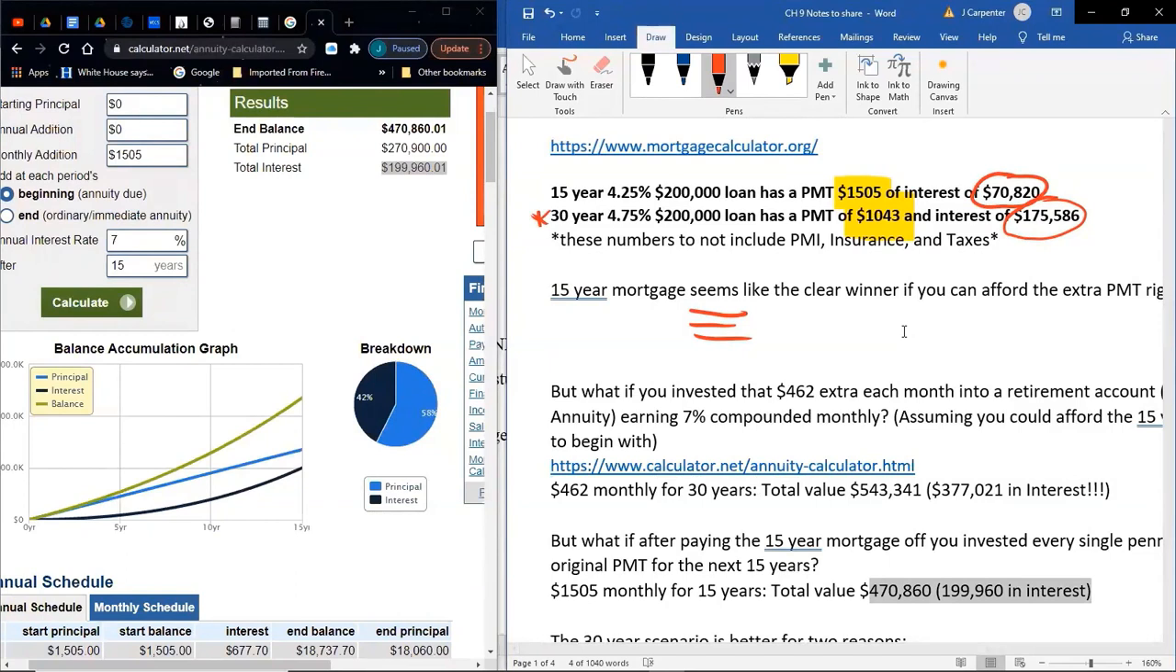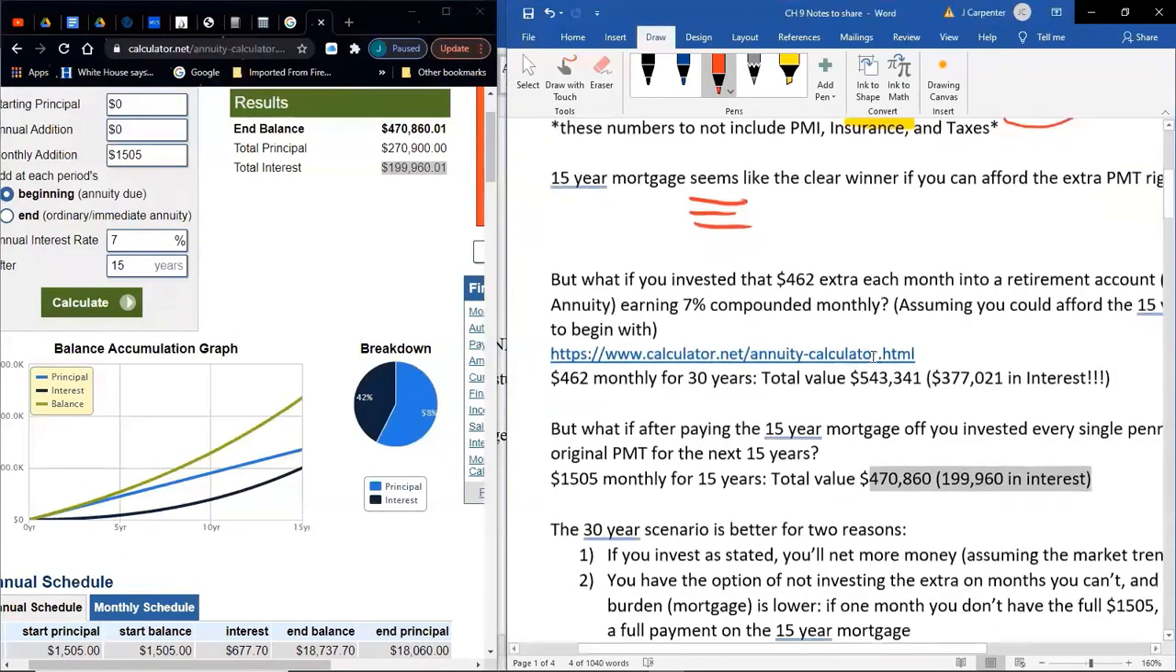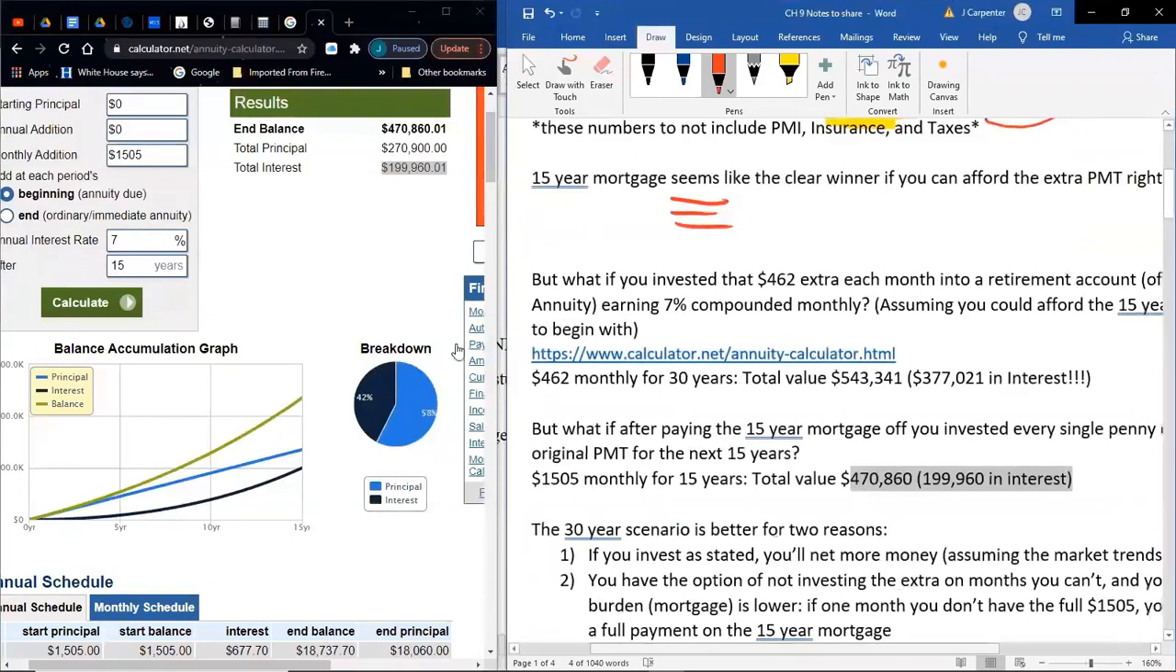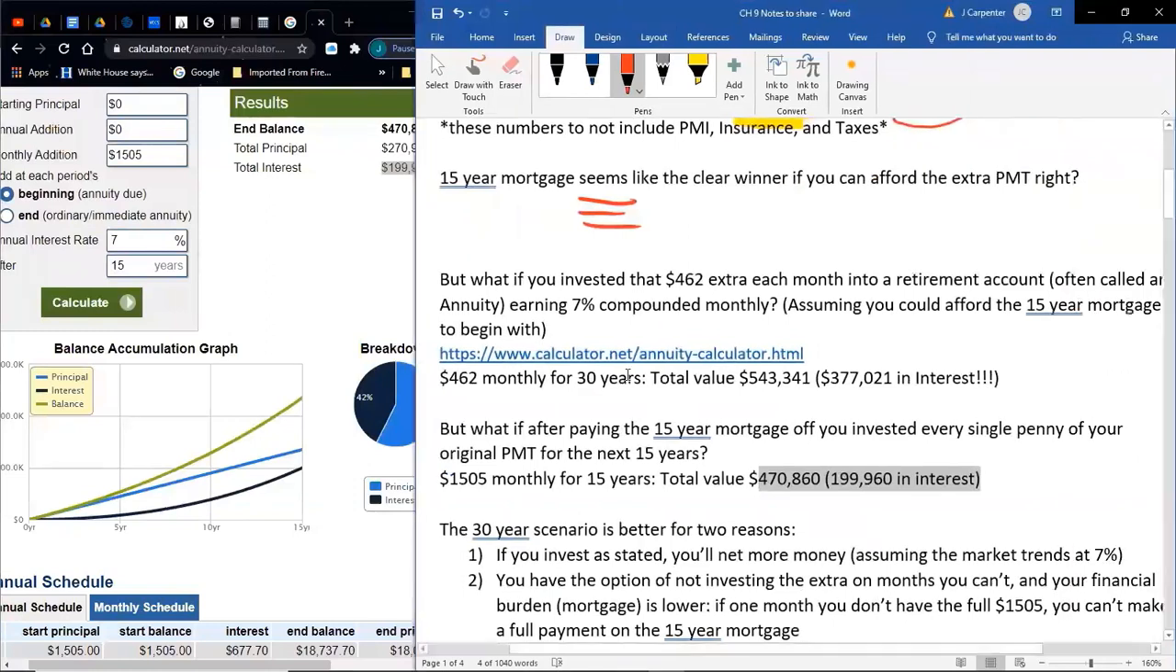But both of this tells me I still want the 30-year mortgage because of two things. If you invested, as stated here, you'll net more money, assuming you get that 7% trend, which this year the trend is way above that, even through this whole virus thing.